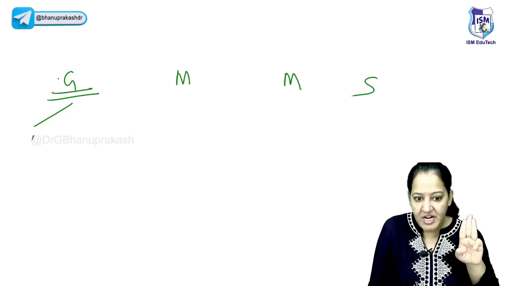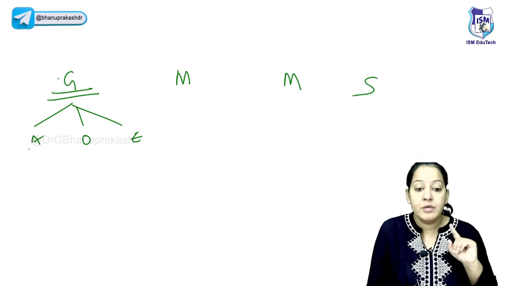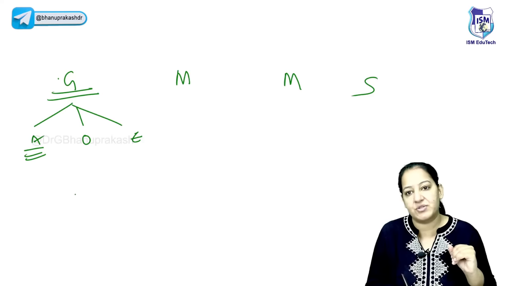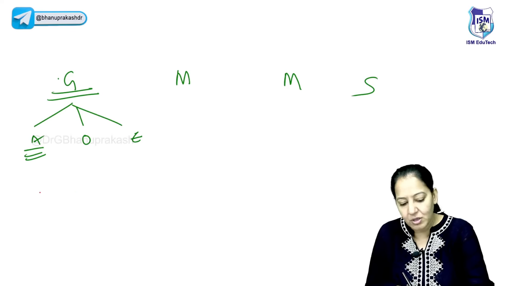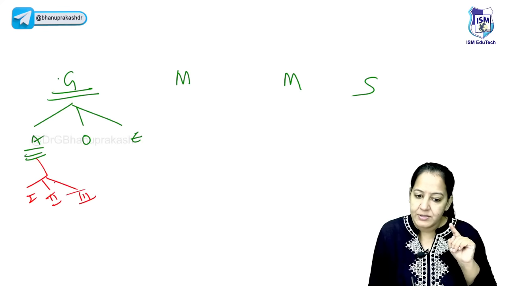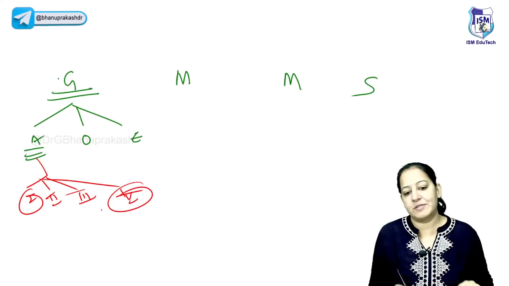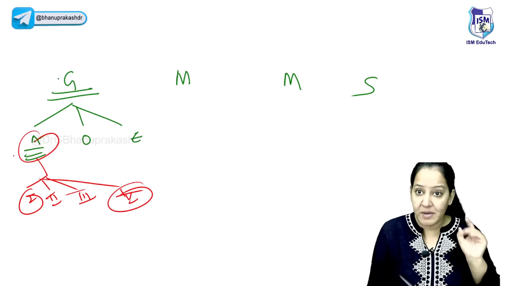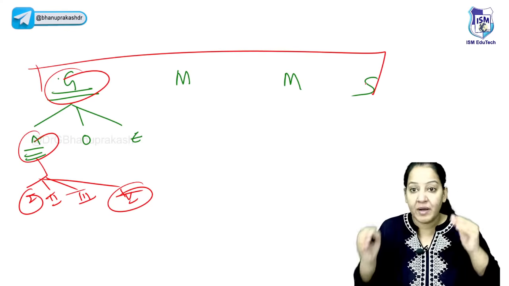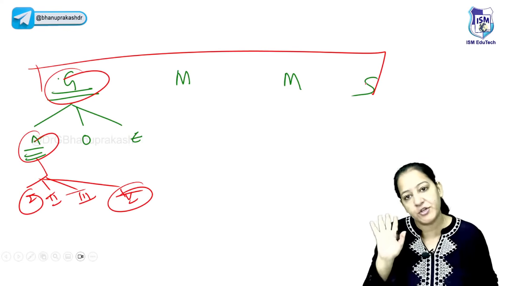But gliomas are of three types: astrocytoma, oligodendroglioma and ependymoma. So which is most common? Astrocytoma is the most common tumor in the brain. Among the gliomas, the most common is astrocytoma. But astrocytoma is also of four types: type 1, type 2, type 3 and type 4. In children, type 1 is most common. In adults, type 4 is most common. Astrocytoma is one of the glial tumors, and it is the most common. That is the point you have to understand.